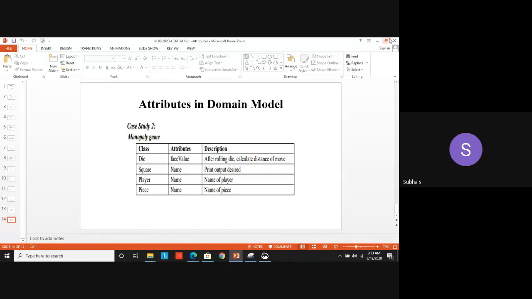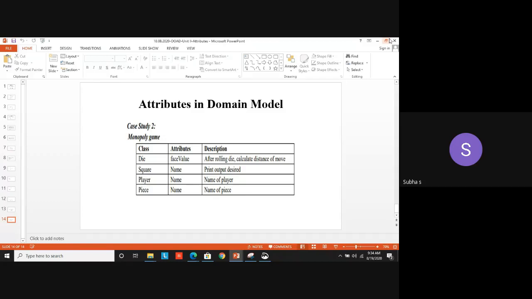Just for example, I have mentioned four classes. For die, what will be the attribute? Face value, because after rolling the die, you are going to calculate the number that is present on the die. Based on that, you are going to make the moves on your board. So that is the face value. Face value is the attribute.